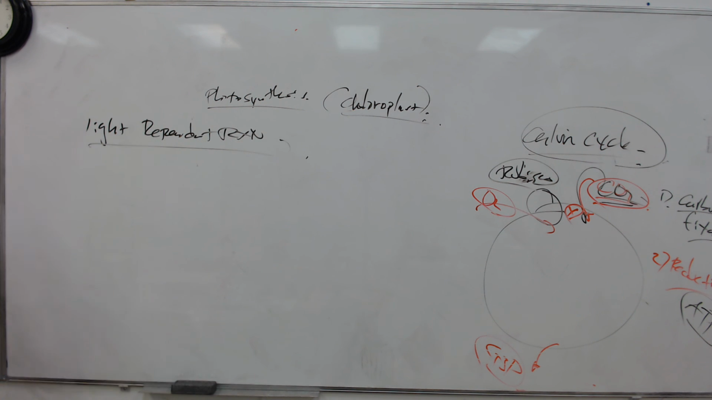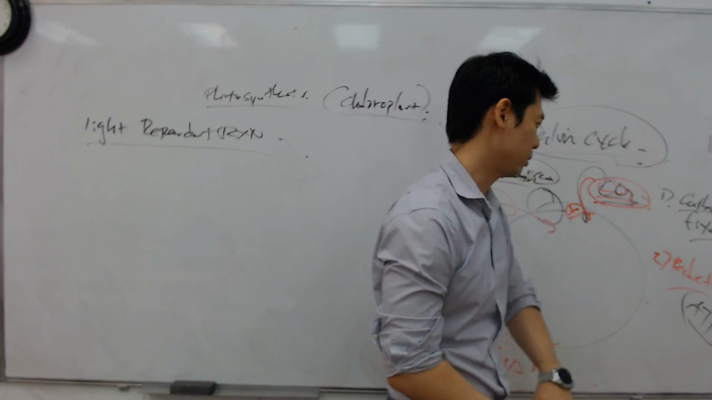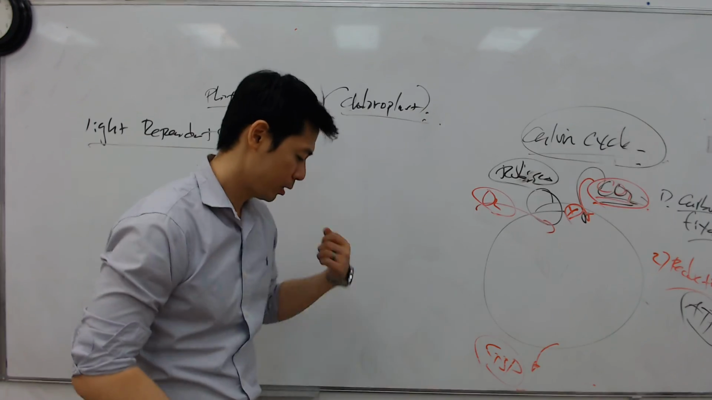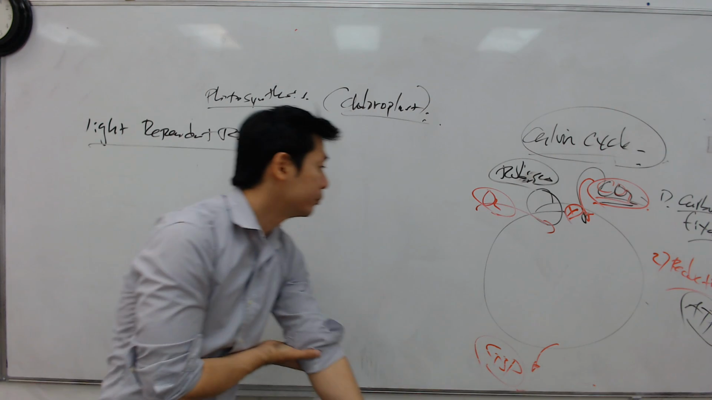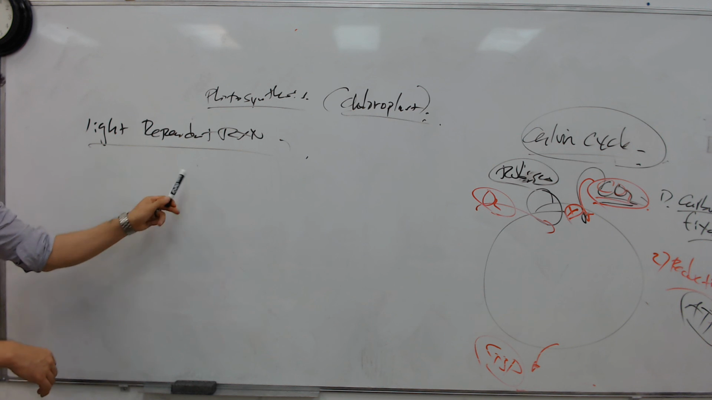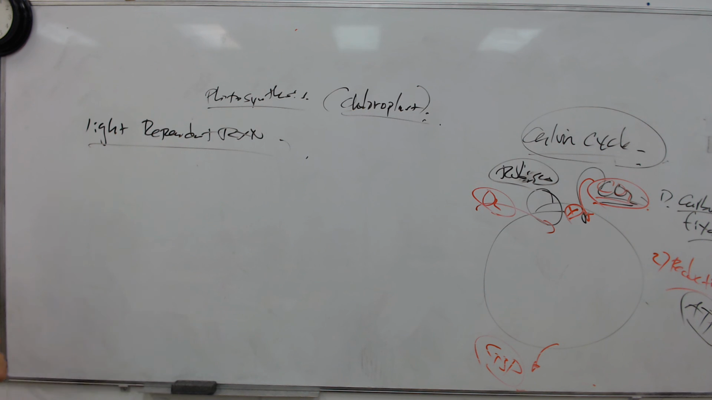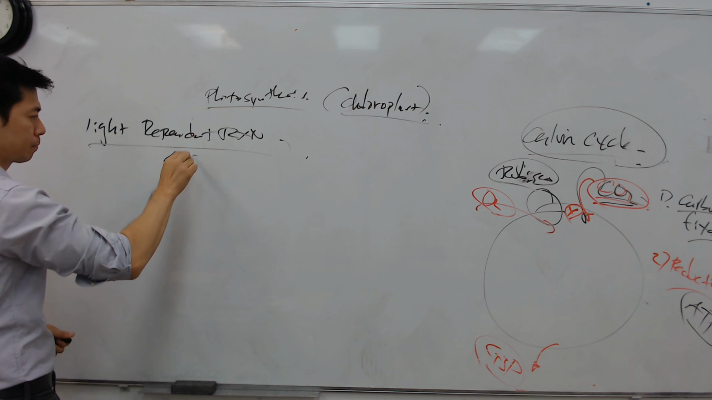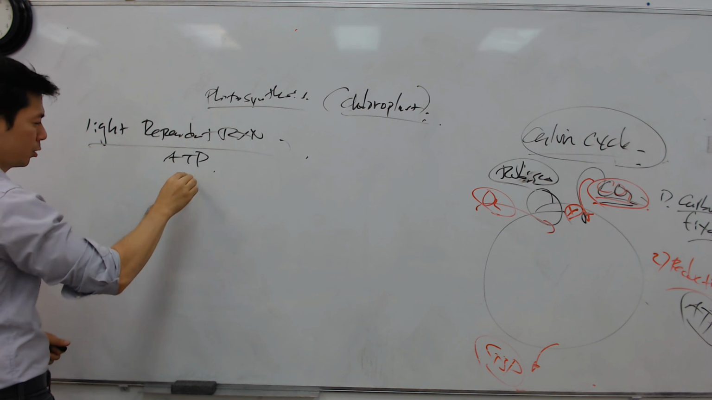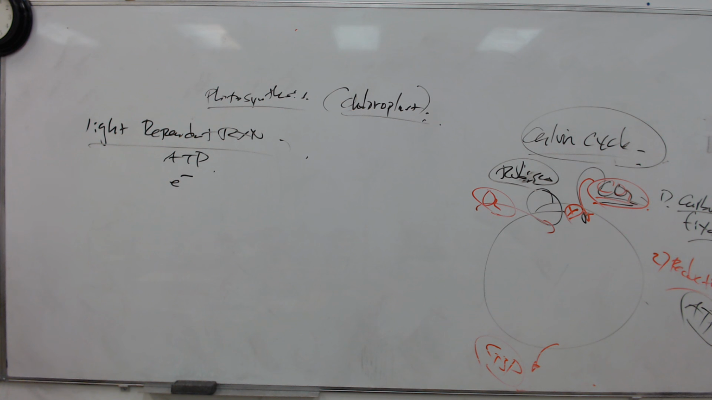It's called light-dependent reaction. And the Calvin cycle in this portion, guys, is called light-independent. Think about it, guys. The light-dependent reaction process: their main goal is to produce ATP and produce electrons. This happens in the chloroplast, by the way.